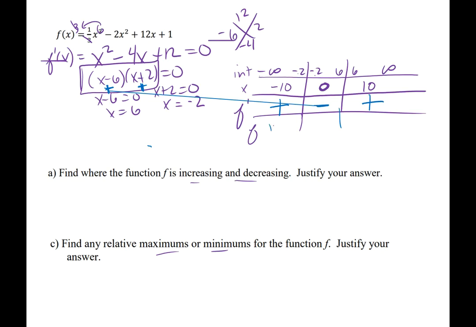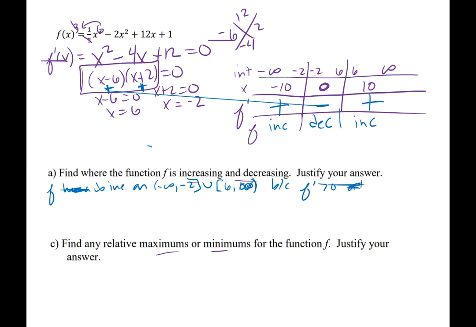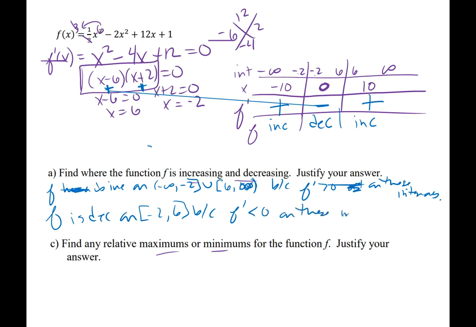So my derivative is positive. My original is increasing. My derivative is negative. My original is decreasing. And then, so let's do our justifications. So f is increasing on negative infinity to negative 2 and 6 to infinity because f prime is greater than 0 on these intervals. F is decreasing on negative 2 to 6 because f prime is less than 0 on this interval.